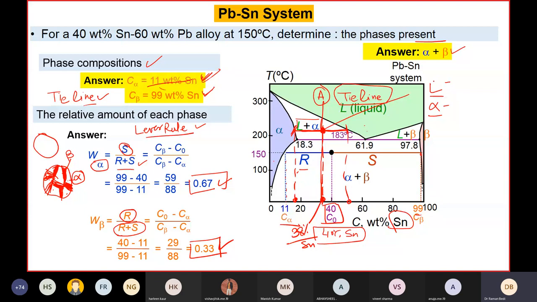तो जहाँ पे टाई लाइन ने अल्फा को इंटरसेक्ट किया, तो ये हमने रीड किया कि it will come to, let us say, 18%, means alpha has 18% tin. अब लिक्विड को इंटरसेक्ट किया, यहाँ से आप रीड करें, it will be around 50%. So liquid has around 50% tin.